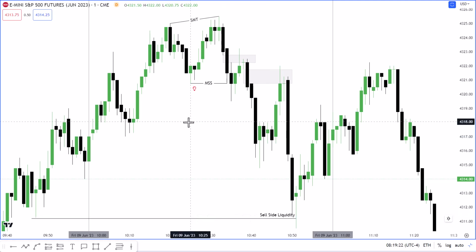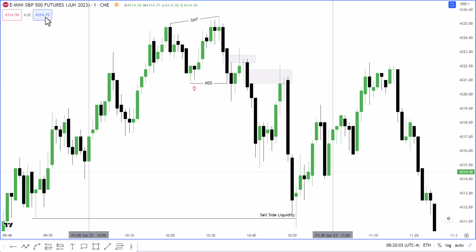SMT means smart money technique. I will just quickly show you how this works, and maybe you can have an in-depth study on it. I'll make another video about SMT. When we have different markets like the indices, we have the E-mini S&P and the Nasdaq futures, which move in correlation. Once we have a particular pair or asset that does something different from the other in terms of higher high or lower low, we call that SMT.